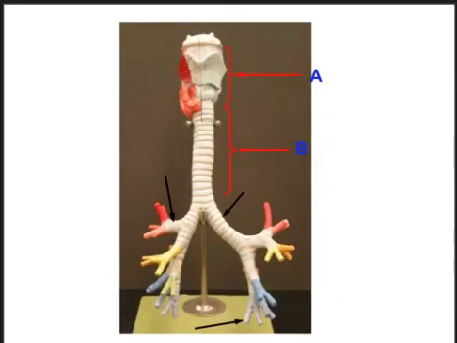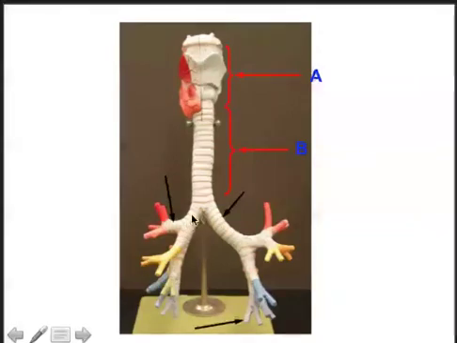Okay, a couple more models to take a peek at. This is a model that shows you both the trachea, the larynx, and the primary bronchi. Let's start at the top and work our way down. A is indicating the larynx. B is indicating the trachea. This arrow here is indicating the left primary bronchus.